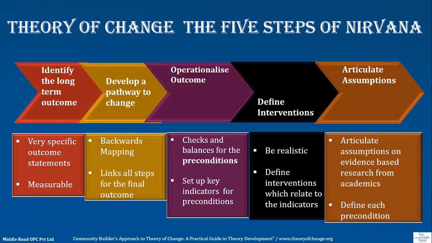And whenever you're making assumptions, which is articulating assumptions, it has to be evidence-based research from academics or something which can be proven. So there's an absolute causality which can be given back with proof. And it's always good to define each precondition. You'll have those assumptions for each precondition, each small outcome. So these are some of the steps of the theory of change.